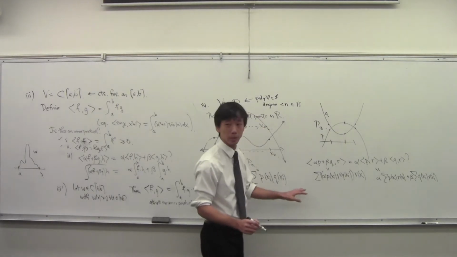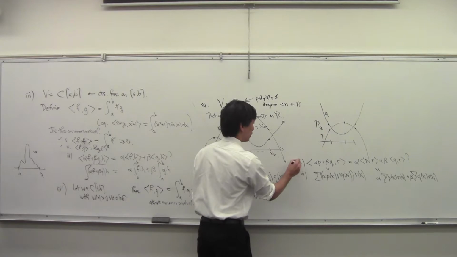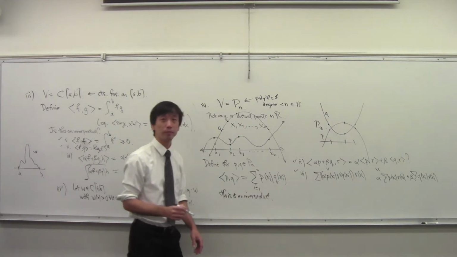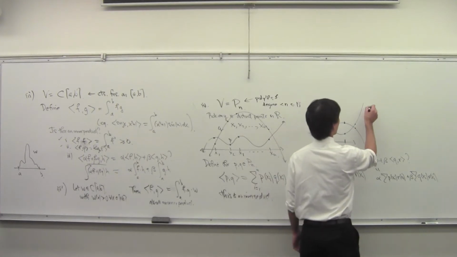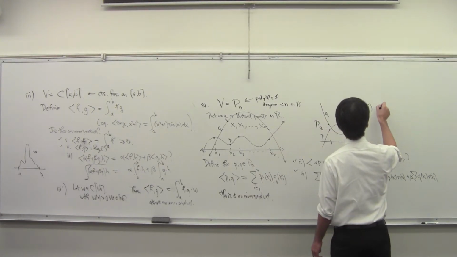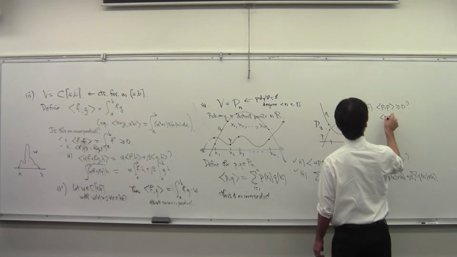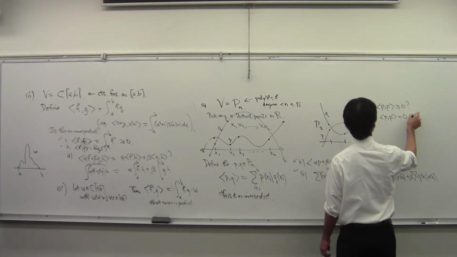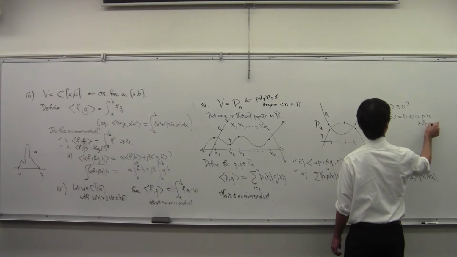Okay, so those are the easy ones, 2 and 3. 2 and 3 are okay. What about 1? Is it true that this is greater than or equal to 0 and that this equals 0 if and only if p is the 0 polynomial?